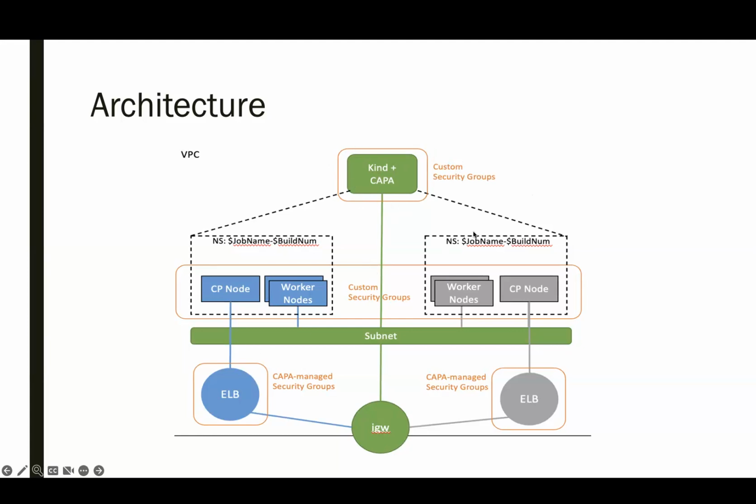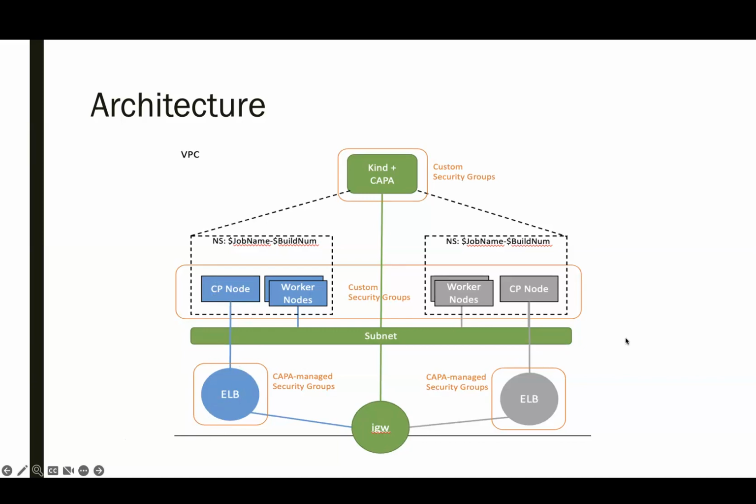So this acts as a management cluster. And then on the worker clusters, we can have as many control plane nodes and worker nodes as we want, according to our test. And the control plane nodes of each cluster are connected with a load balancer. This is a classic load balancer, and the Kube API server is connected with this load balancer. So whenever we run any kubectl commands, we are not connecting directly to the control plane node. We are connecting to the control plane node via the load balancer.